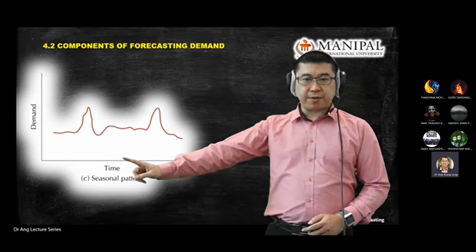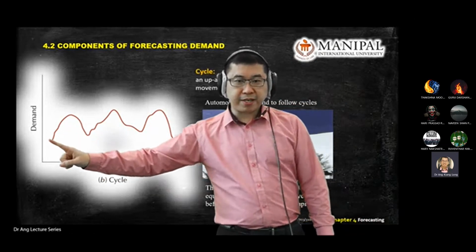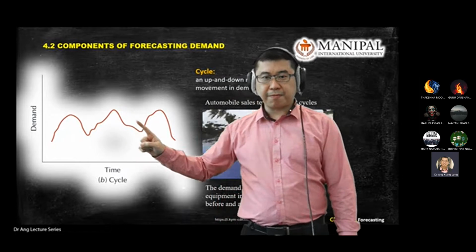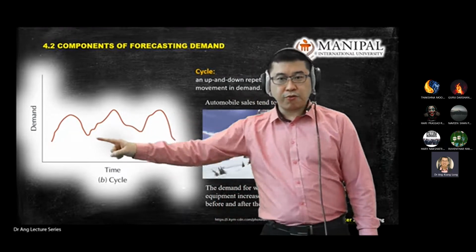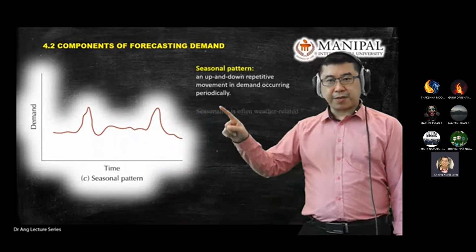Very different from cycle. Cycle means there's no stop time. It goes up, goes down, and then you start to pick up. Up, down, then start to pick up. There's no flat time. Okay, seasonal is a periodic behavior.